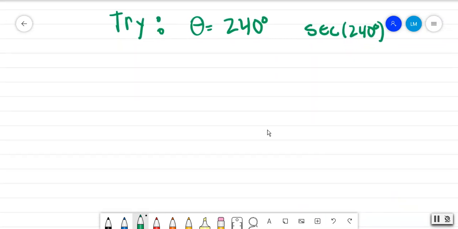Okay, now it looks like we can say that we can evaluate these trigonometric functions. So let's look at how we can evaluate some of these.